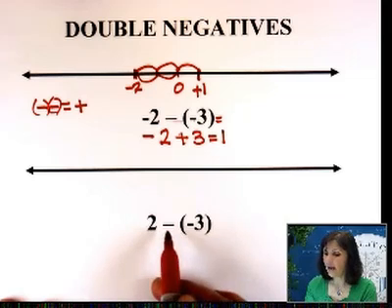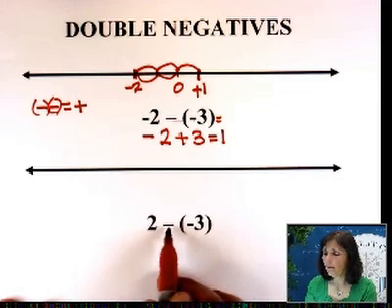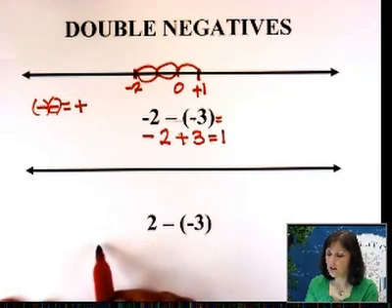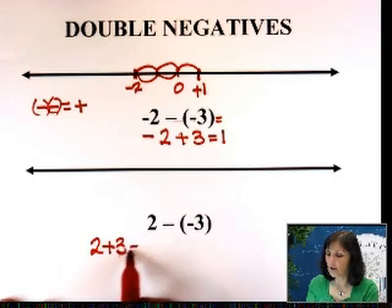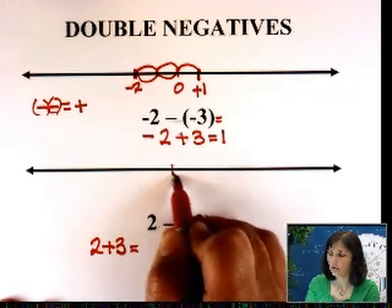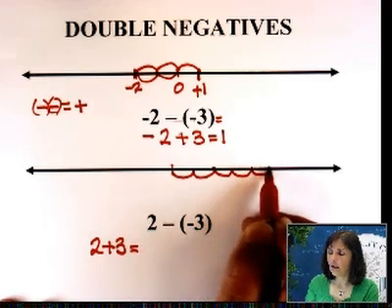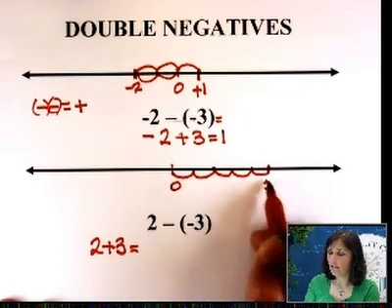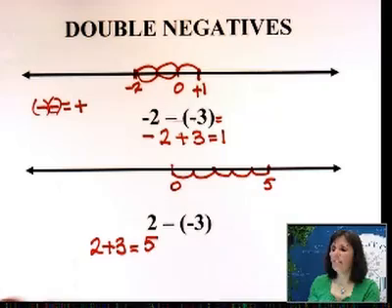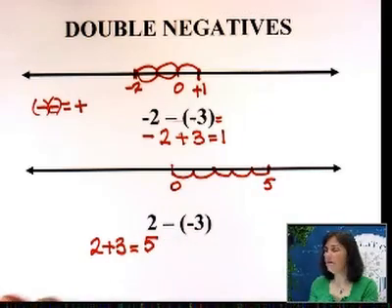How about here? When I end up with 2 minus minus, so that's the same as 2 plus 3. And you know that 2 plus 3 simply you go to the right, 1, 2. And then another to the right, 1, 2, 3. You end up at 5. 2 plus 3 is 5. So pay attention to double negatives.